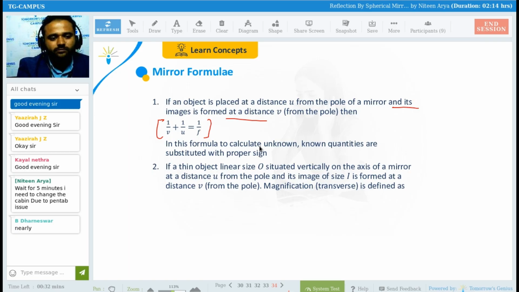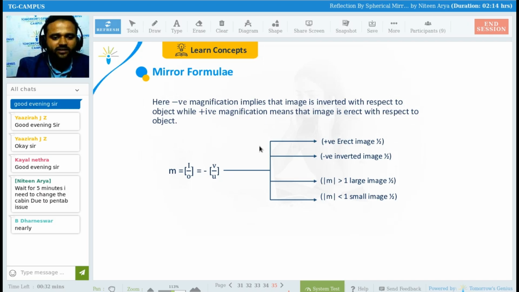Okay. If a thin object of linear size O is situated vertically on the axis of a mirror at a distance U from the pole, and its image of size I is formed at a distance V, magnification, we can say transverse or lateral magnification, is defined this way: I by O equals minus V by U. Here negative magnification implies that the image is inverted with respect to the object, while positive magnification means the image is erect with respect to the object.